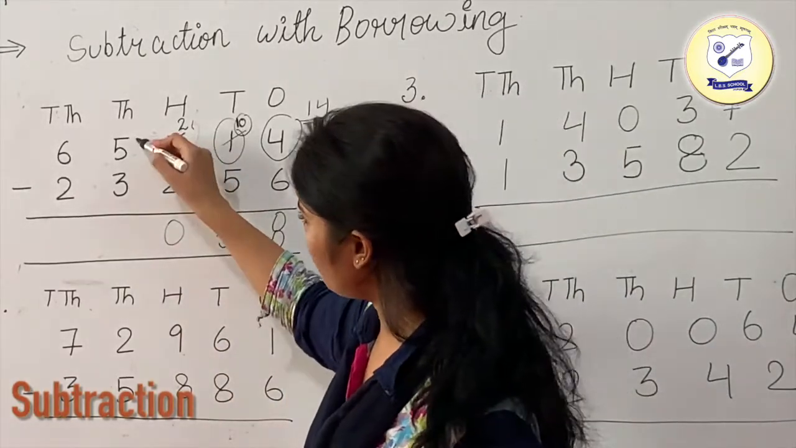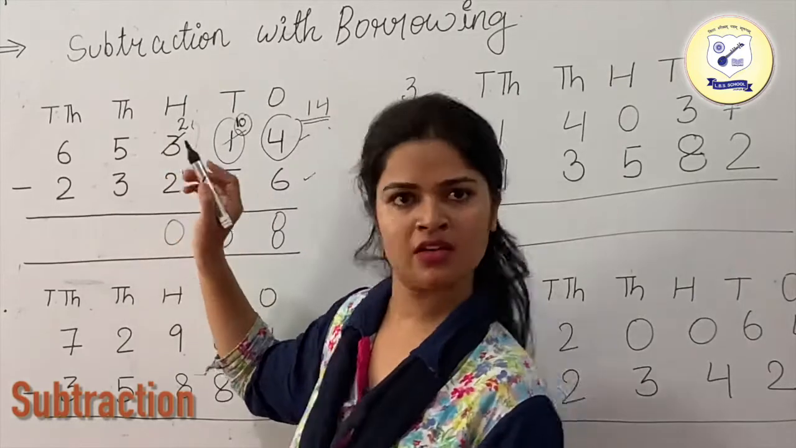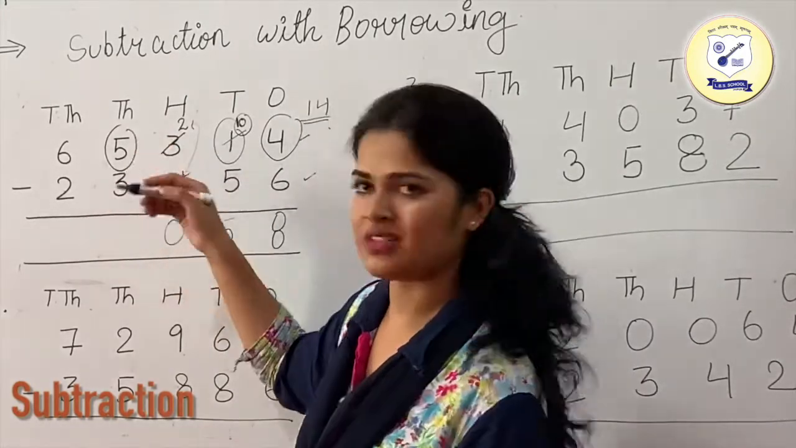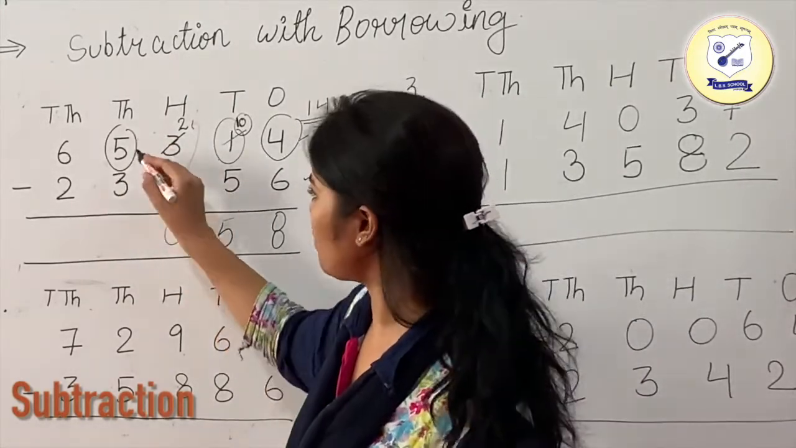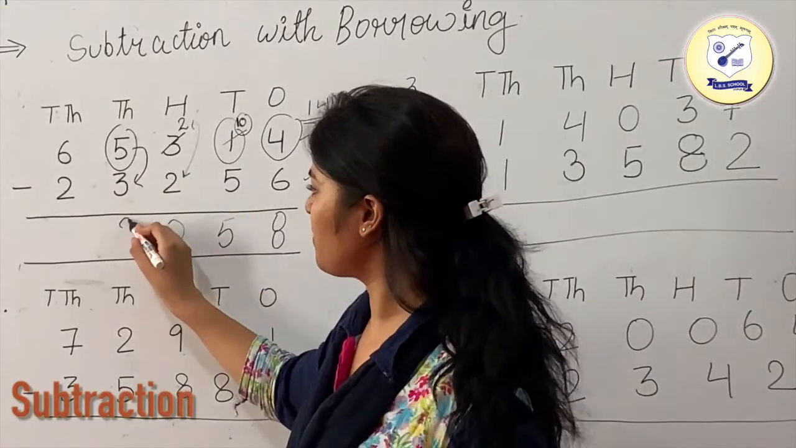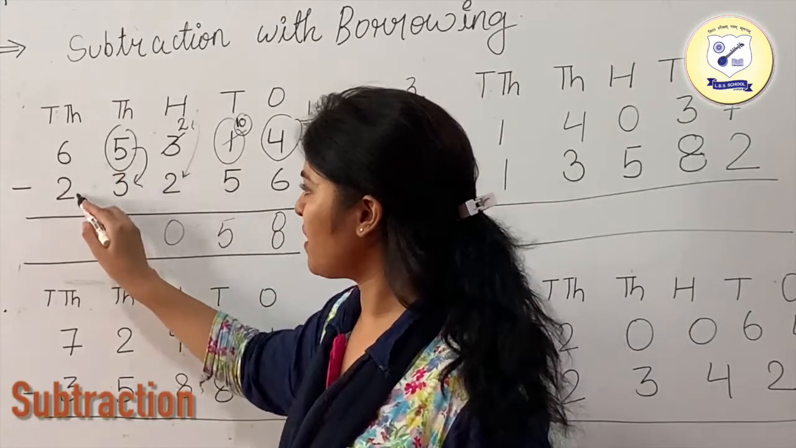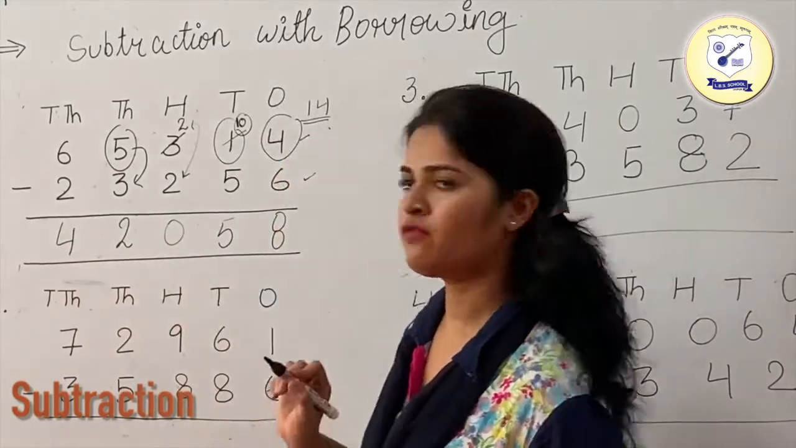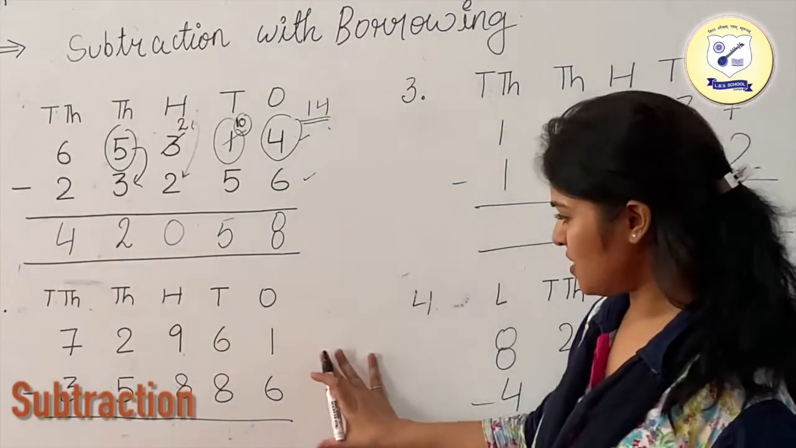Now again move to this 5 minus 3. Since this is a larger number, we need not take carry. 5 minus 3 would be 2. 6 minus 2 would be 4. Now this is your second question.